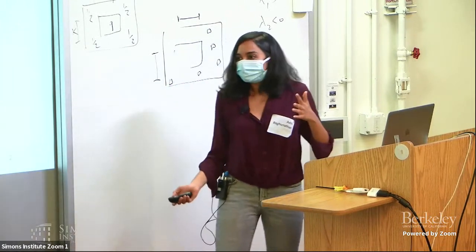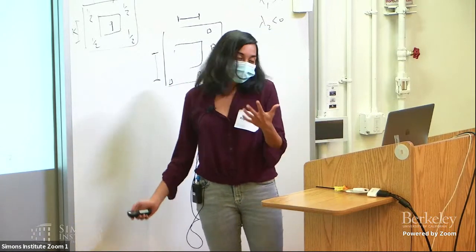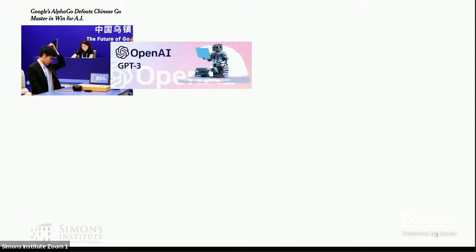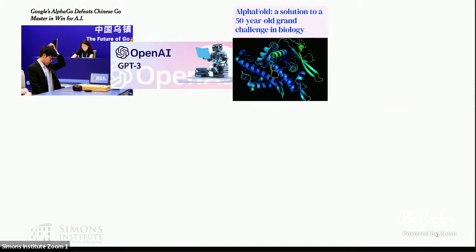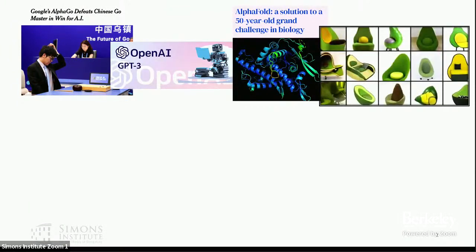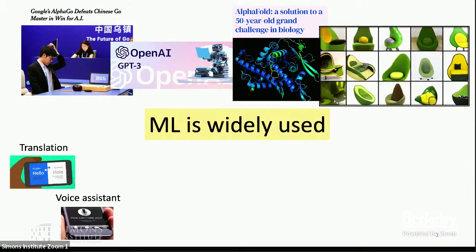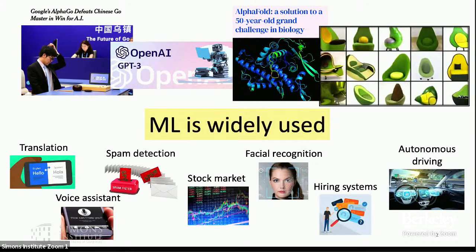To make sure everyone's on the same page, we've all seen really impressive results with machine learning in the past few years. For example, AlphaGo, GPT-3, AlphaFold, and if you're wondering what avocados in the form of armchairs would look like, ML can generate and tell us today. But not just these eye-catching impressive results, ML is also widely used around us in many different applications like the ones shown on the screen.